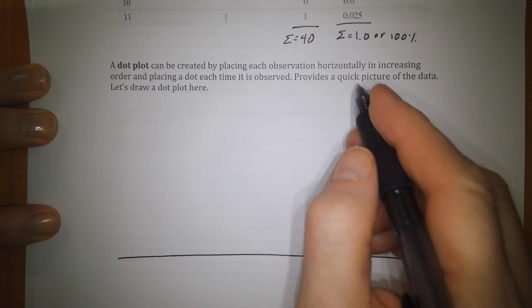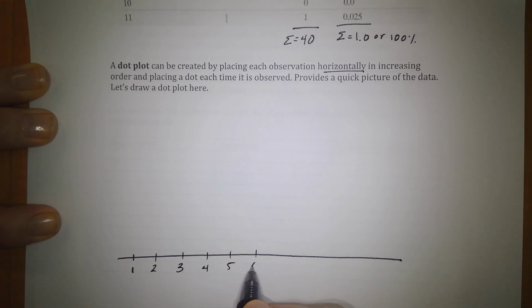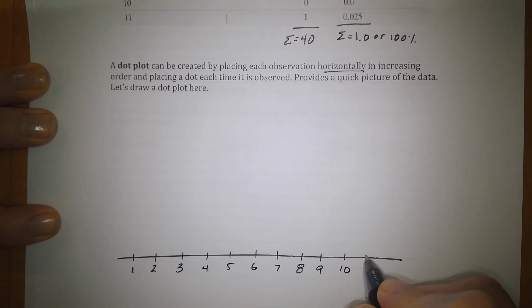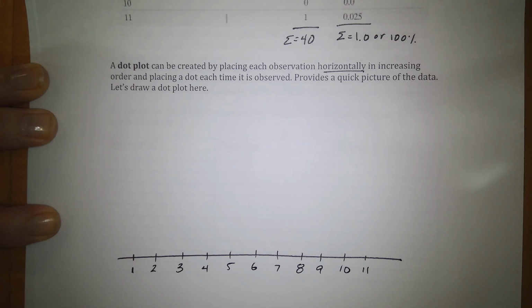So we have a horizontal scale, and we're going to place each observation horizontally in increasing order. In other words, you could have one customer, two customers, 3, 4, 5, 6, 7, 8, 9, and 10 customers total. Actually, we could go all the way up to 11. So there is no vertical axis, but we are just going to place a dot atop each observation that occurs.